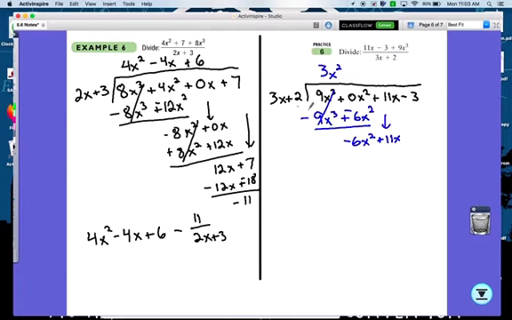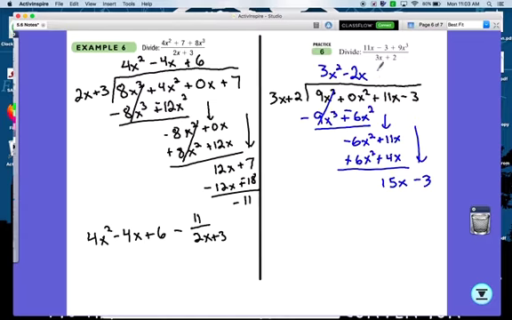All right, 3x times a minus 2x will give me the negative 6x squared. And negative 2x times a 2 gives me minus 4x. I change the signs. Plus, plus. 11 plus 4 is 15. I bring down the minus 3.